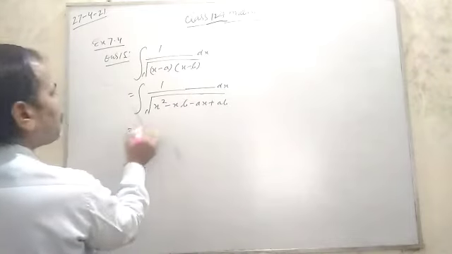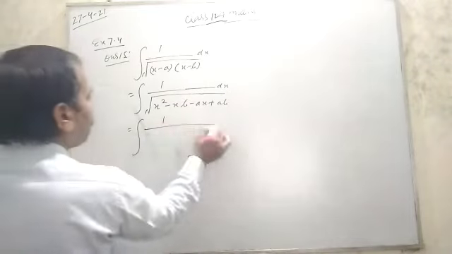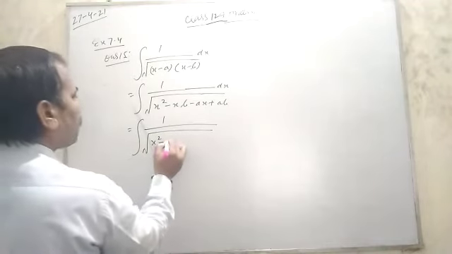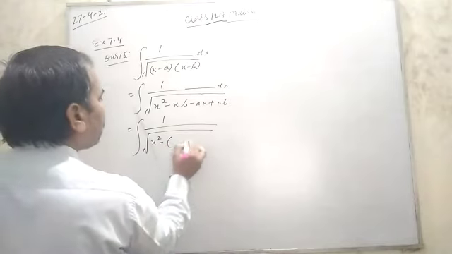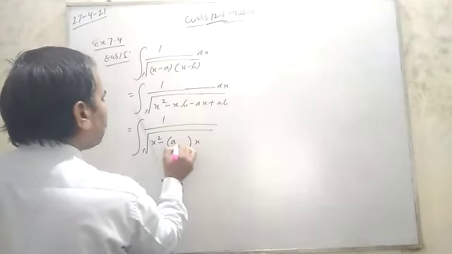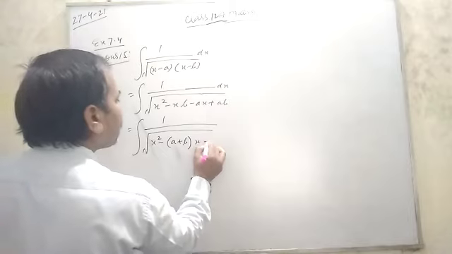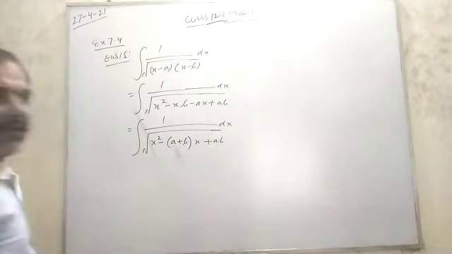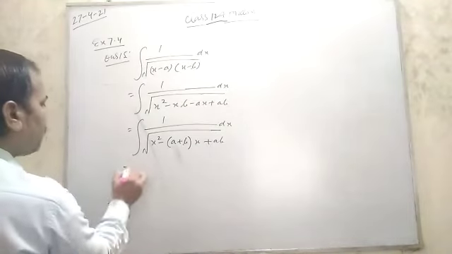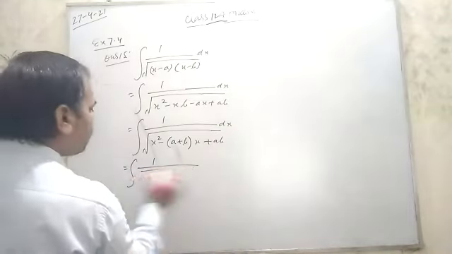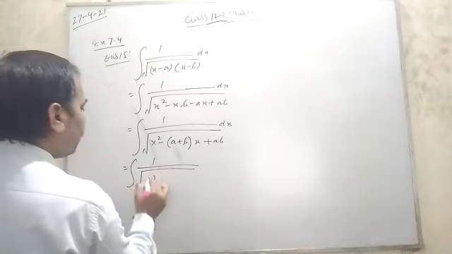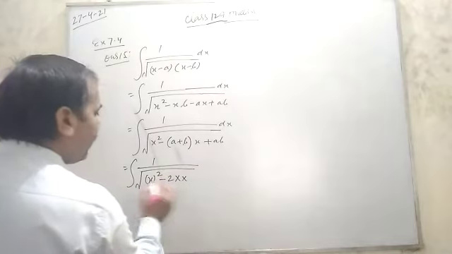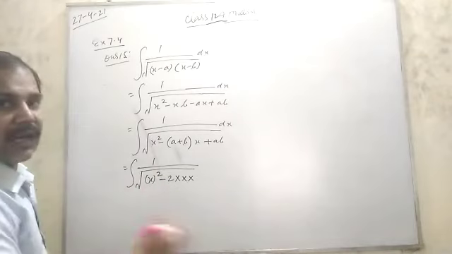So x square minus x take common, so (a plus b)x plus ab dx. Okay, so completing the perfect square. So 1 upon under root, this, a square minus 2a into, so how to find b?